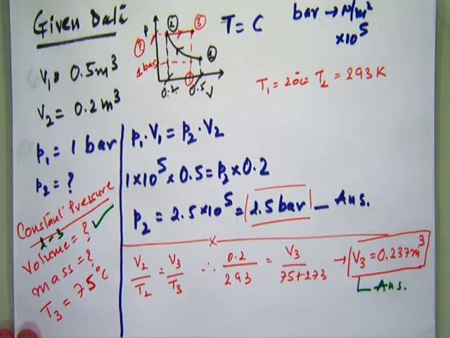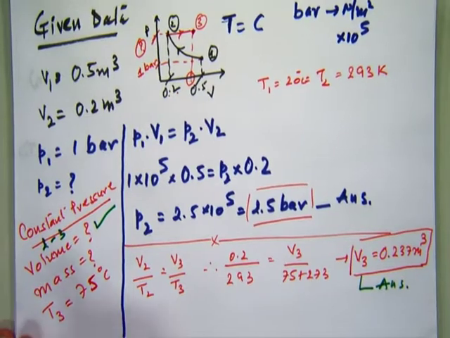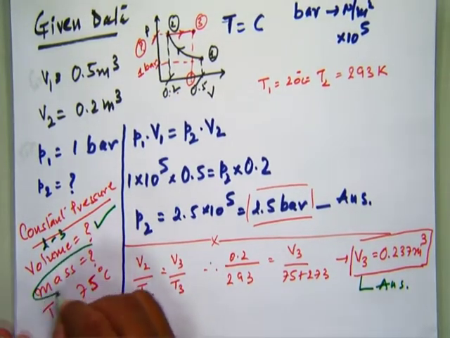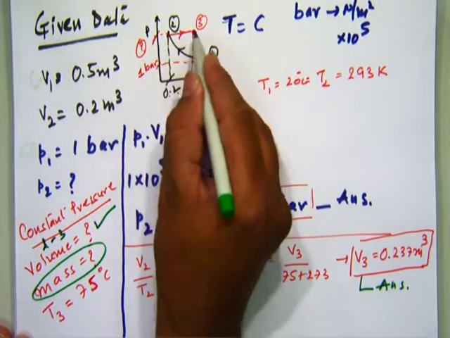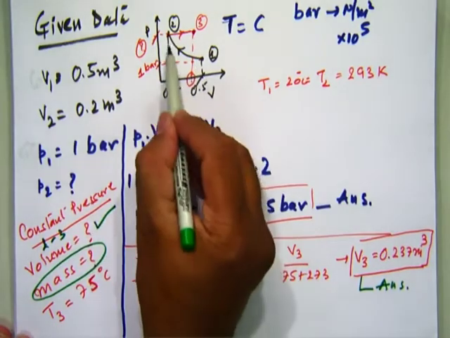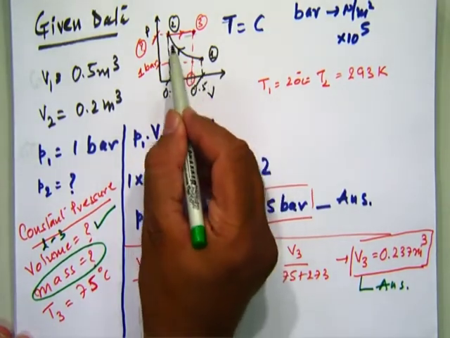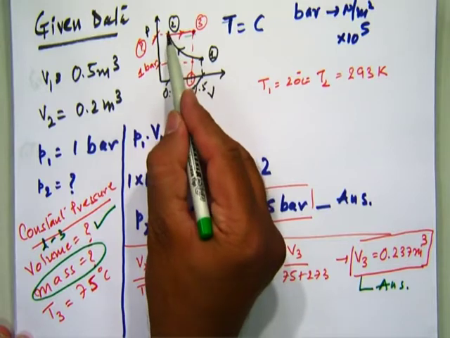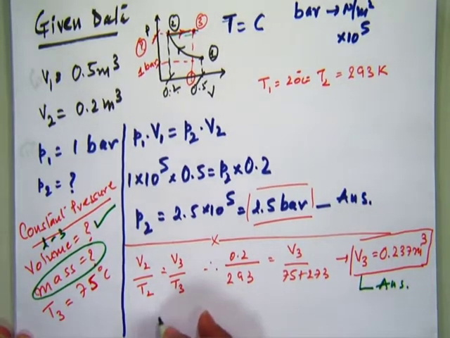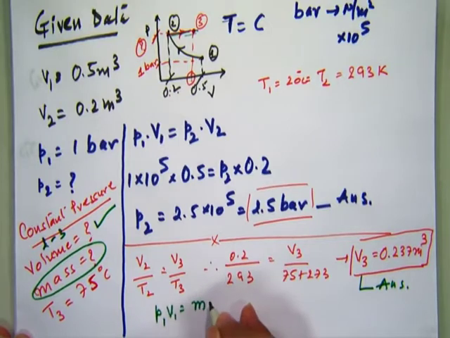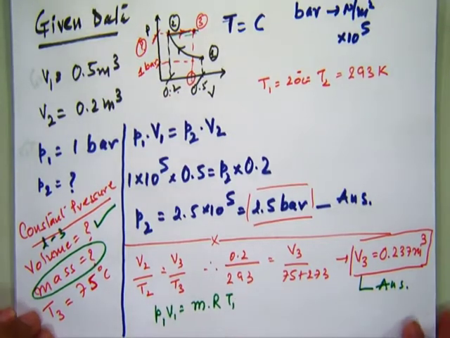Now, we are interested in finding out the mass. The mass of gas remains constant in this entire process from 1 to 2 to 3. The gas undergoes various processes. Initially it is isothermal, then it is the isobaric, constant pressure process. So you can apply P1 V1 is equal to mRT1.